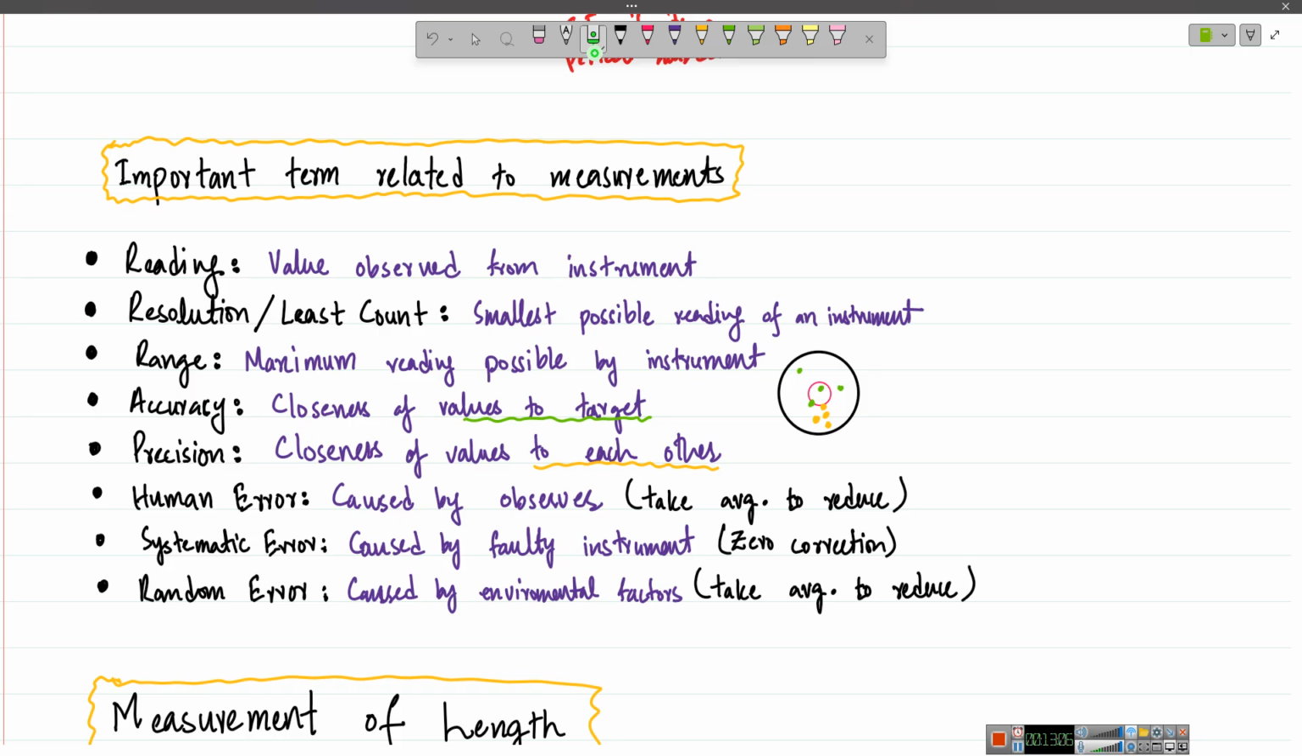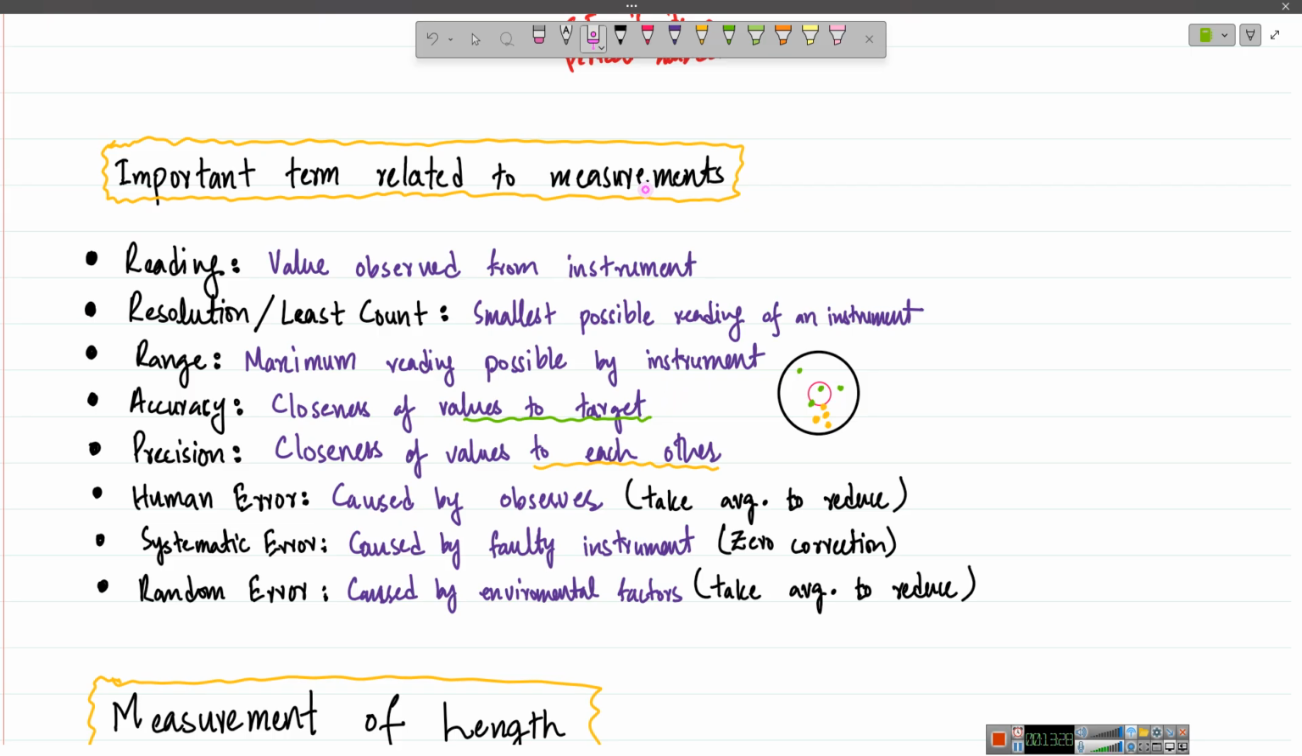Now, the next term is accuracy. This is the closeness of values to the target. Over here, you can see these values, the green ones. You see that two of them are hitting the red target. The third one is very close. The fourth is far away. But since we have two of them hitting the target, we'll say that this is accurate.